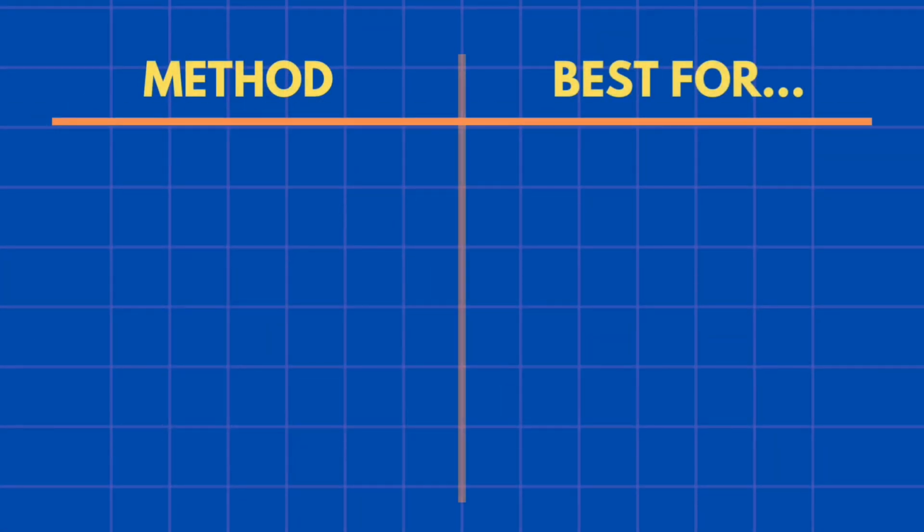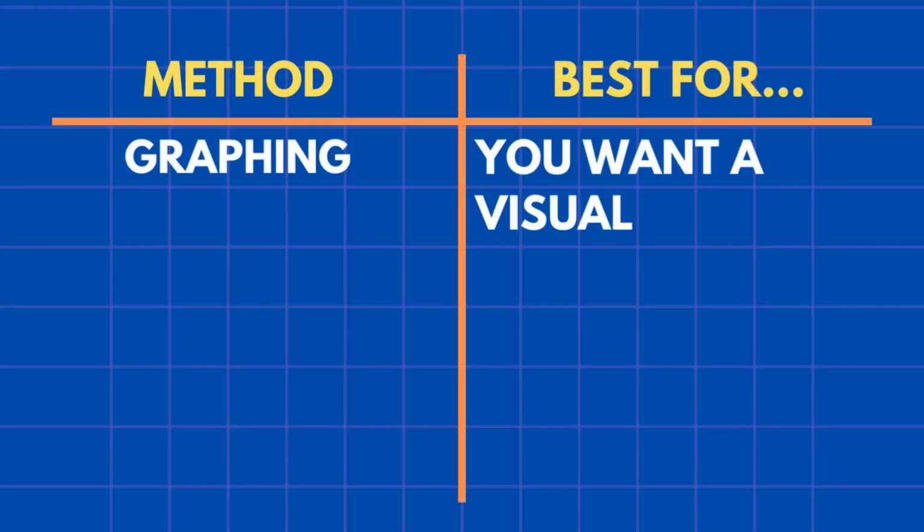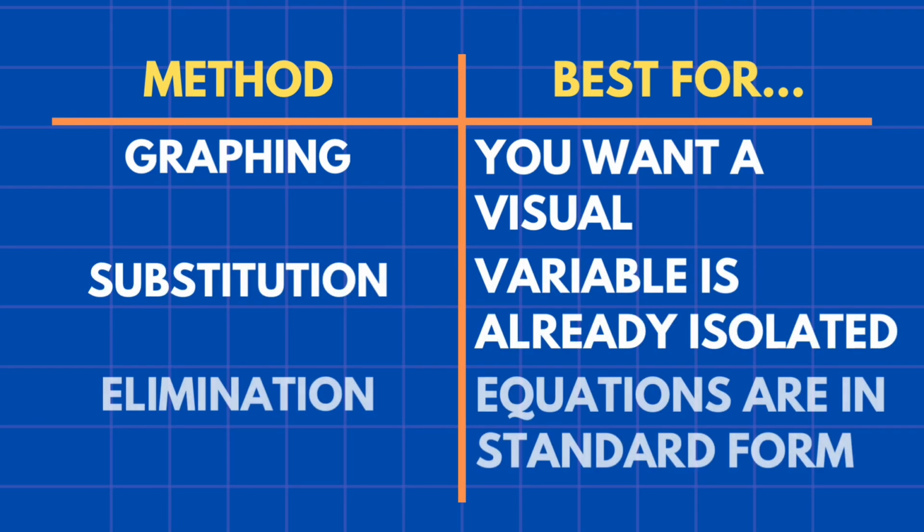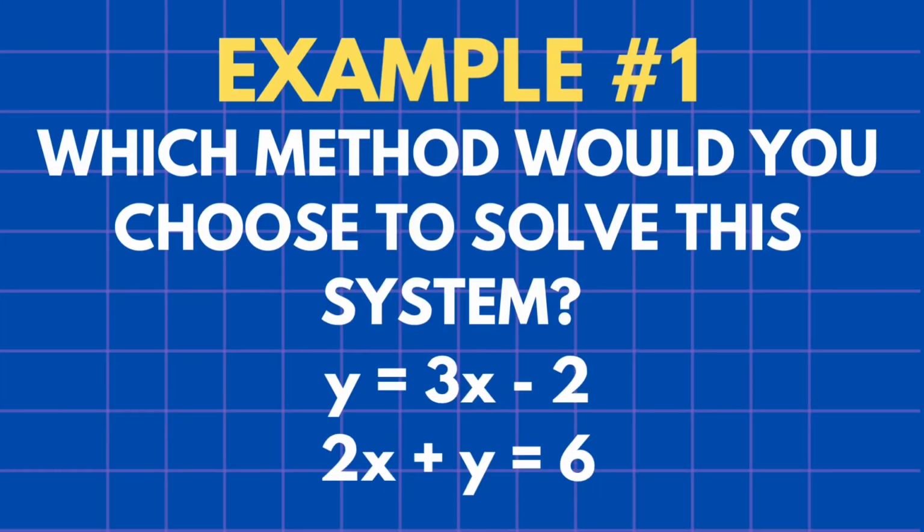Notice something important. None of these methods is better than the others. They're simply tools. Think of them like tools in a toolbox. You wouldn't use a hammer to tighten a screw. In the same way, choosing the right algebra method makes the problem easier. Let's take a look at some examples.